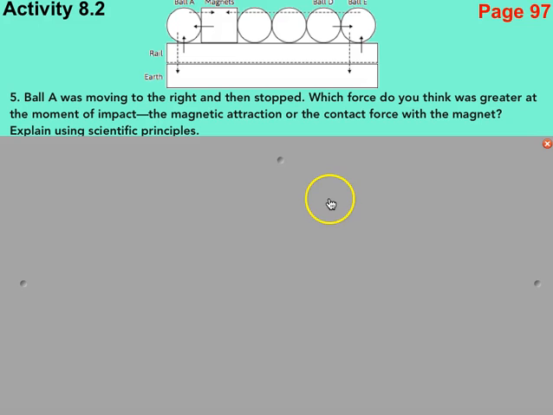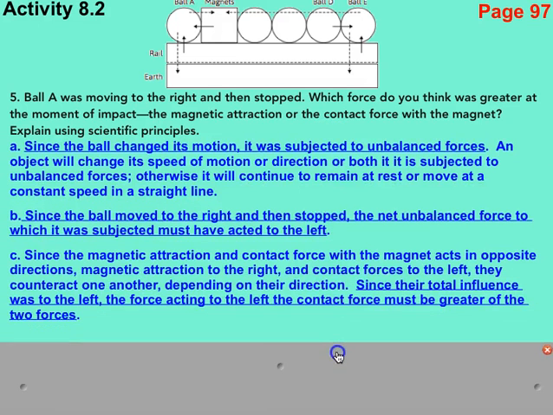All right. Now that you've had a chance to think about it, don't get shocked when I show you this answer, because it's a lengthy answer. Since the ball changed in motion, so ball A was moving to the right, but then it stopped, it must have been subjected to an unbalanced force. So an object will change its speed of motion or direction or both if it's subjected to unbalanced forces. Otherwise, ball A would just keep going on forever.